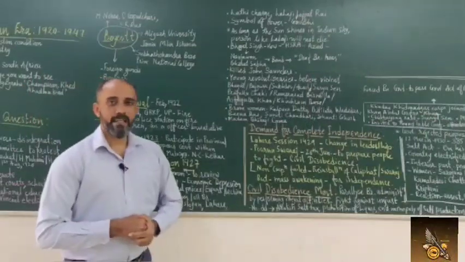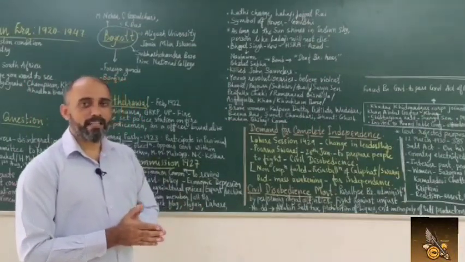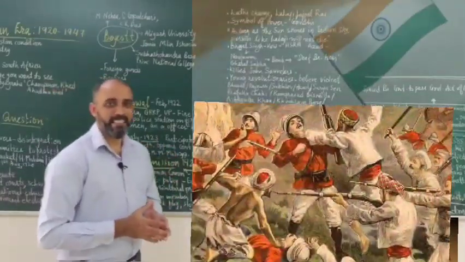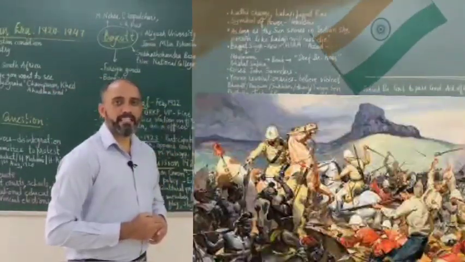Along with Bhagat Singh and Chandrasekhar Azad, there were more young revolutionaries who believed in the non-violent way of fighting against the Britishers.